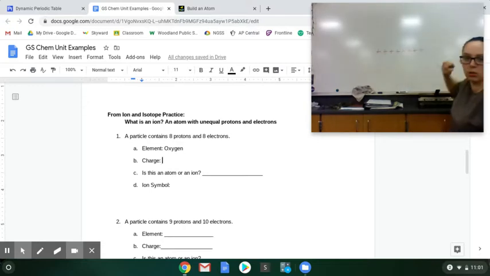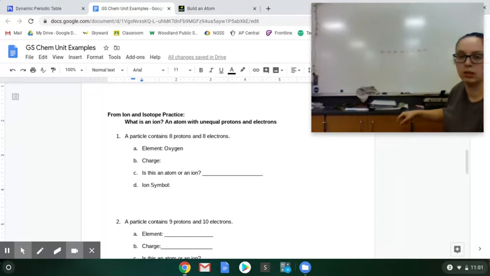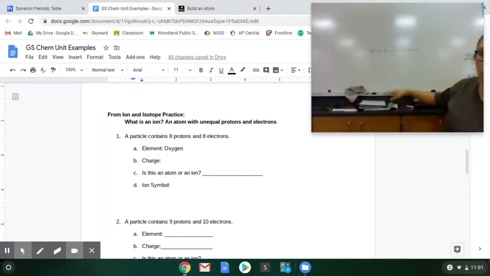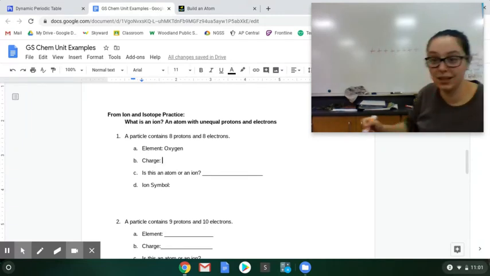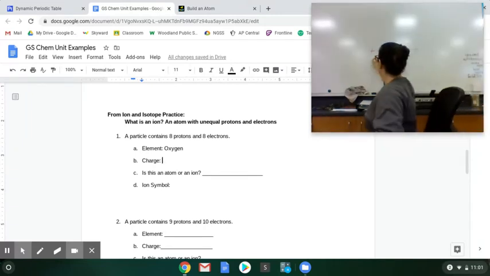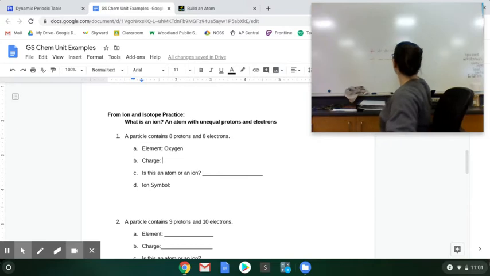Can you kind of see that? Not really. Well, I can't zoom in, so we're going to go for it. So we have 8 here, and then it says I have 8 electrons. 1, 2, 3, 4, 5, 6, 7, 8.